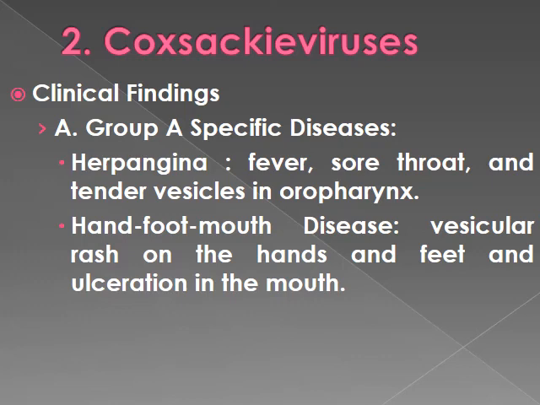What will this Coxsackie virus do? Two types, Coxsackie A and B. This is an EM picture of Coxsackie virus. Clinically, group A Coxsackie virus: memorize the letter H. Herpangina, hand foot mouth disease. Herpangina: fever, sore throat, and tender vesicles in the oropharynx. Fever, sore throat, and small painful vesicles in the oropharynx. It is similar to hand foot mouth disease, where there will be vesicular rash on the hand and feet and ulceration in the mouth also. So herpangina and hand foot mouth disease are caused by group A Coxsackie viruses only.